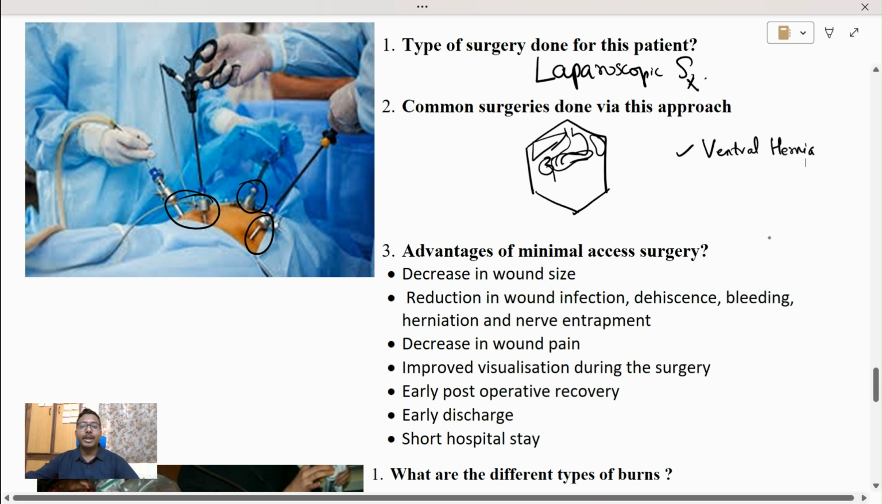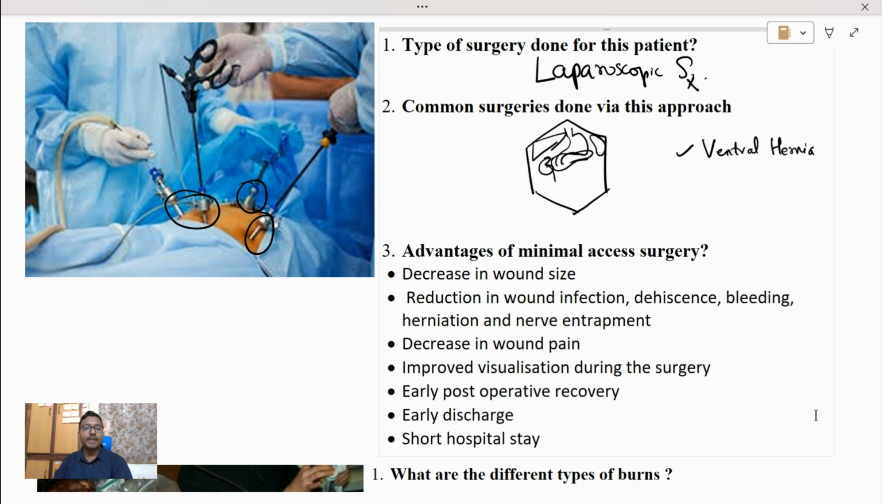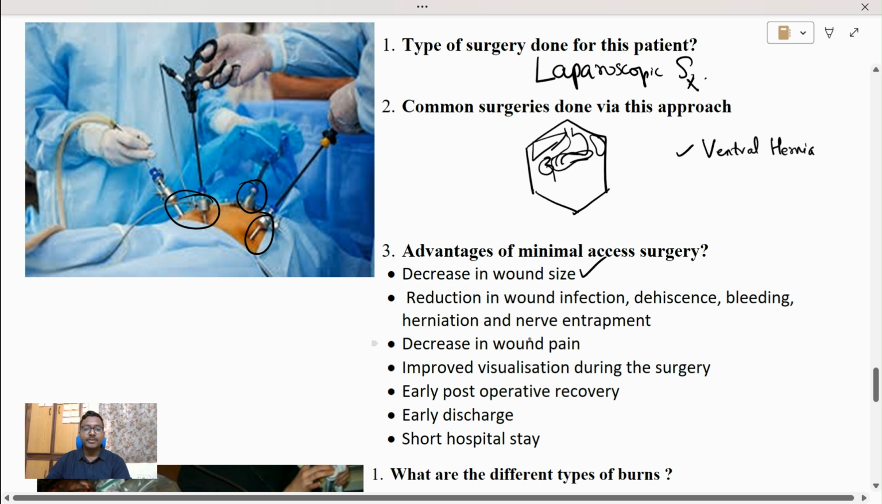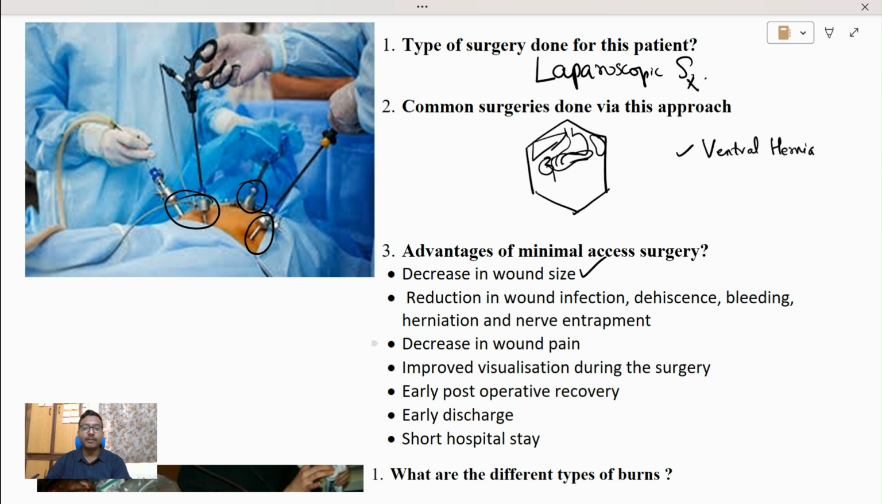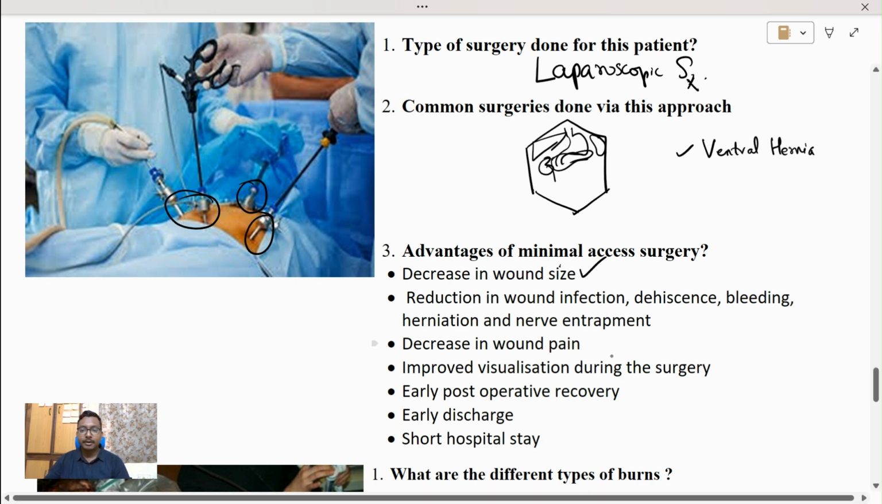Okay, right. What are the main advantages of minimal access surgery? Laparoscopic is one of the minimal access surgeries. The other one is robotic surgery. What are the main advantages here? In contrast to conventional open surgery, we are making only a small incision, maybe 1 centimeter or less. So obviously there is a decrease in wound size. Second, as the wound size is less, the pain after the surgery will also be very less. So there is a decrease in wound pain.